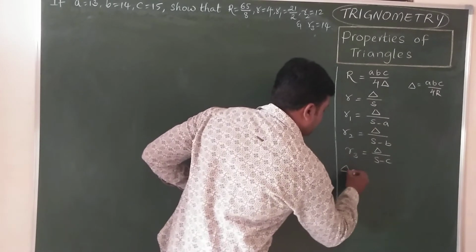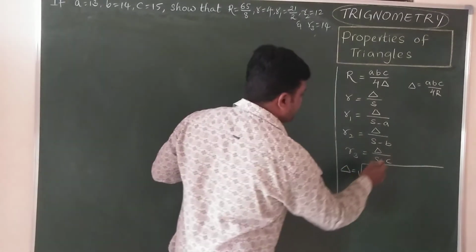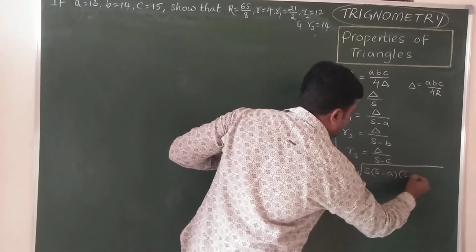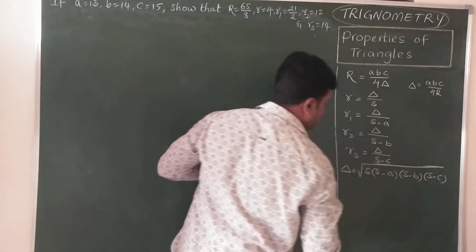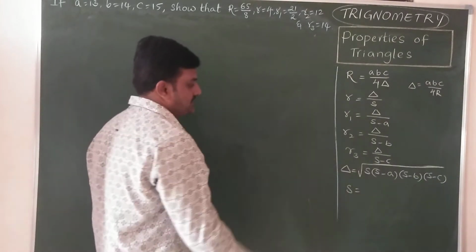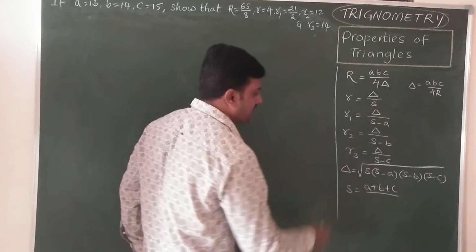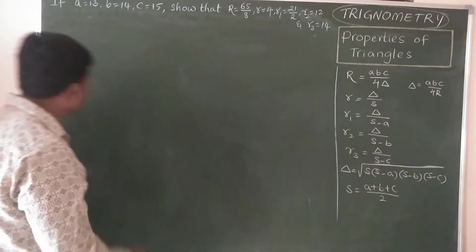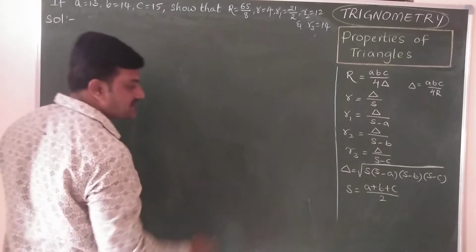Then delta, we have a number of formulas for delta, but here we can use this: delta equals root of s into s minus a into s minus b into s minus c. And first of all we need s. Now s is half of the perimeter of the triangle, a plus b plus c by 2. Then let us go with our solution by using these formulas.